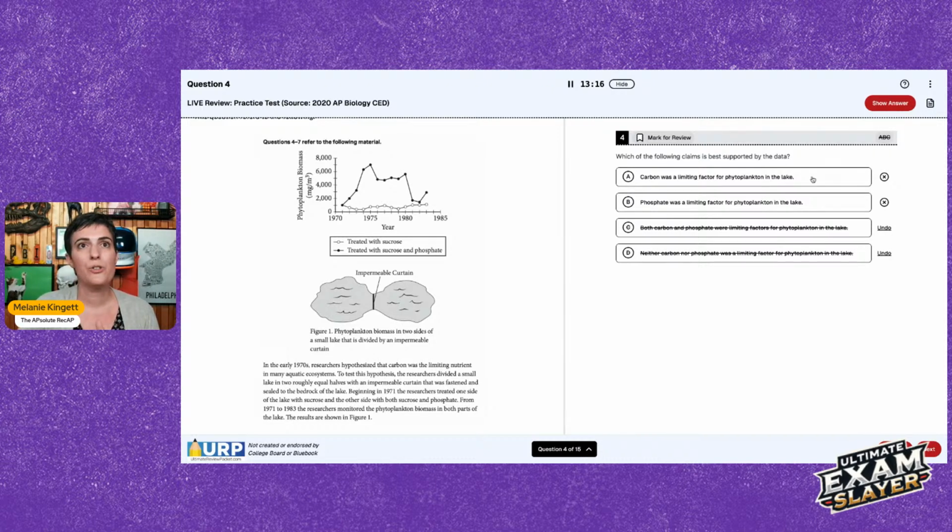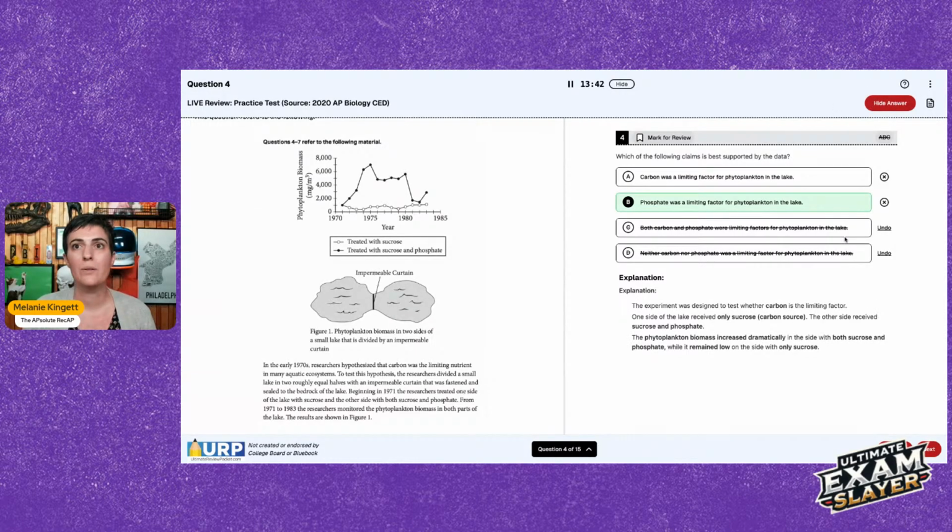If we're looking at whether it was carbon or phosphate, it seems that if you don't have phosphate, you're not going to get the response that you want. So something about the phosphate is causing an increase in the phytoplankton within this system. Let's choose B, and hit show answer, and that's exactly what we're seeing. You add the phosphate, you have phosphate and sucrose together, and you see the effect on the population growth.